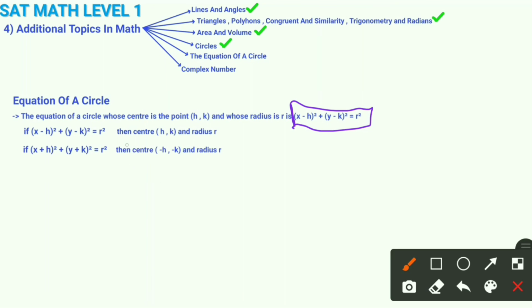The same thing. Equation of a circle. The equation of a circle whose center is a point (h, k) and whose radius is r is this. This is the equation of a circle, and (h, k) is the center and r is the radius. You need to understand how to read the points.